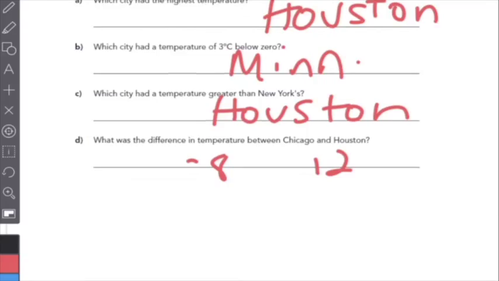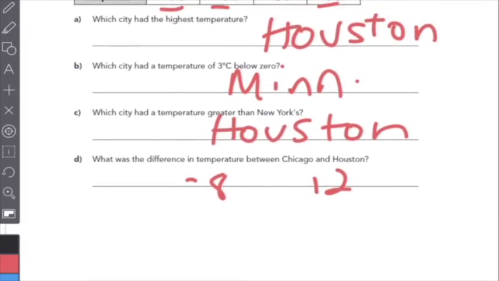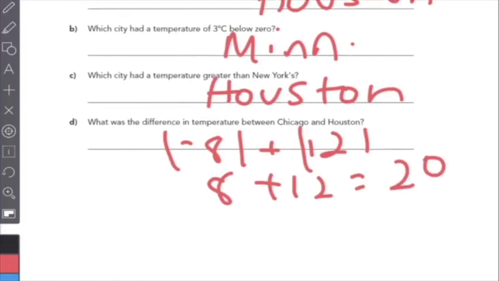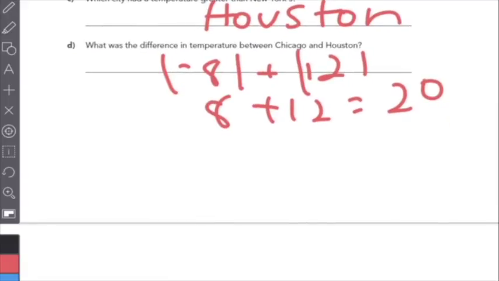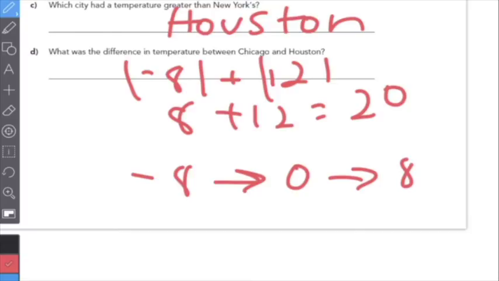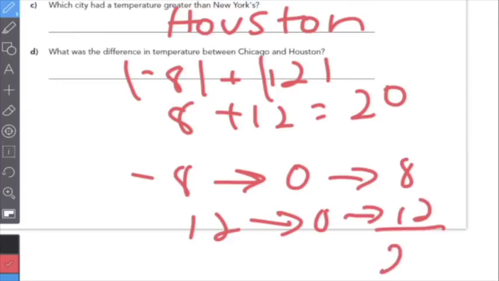So you could do this a couple of ways. What is the difference between them? If you take the absolute value of each and add them up, you're going to get 8 plus 12, and 8 plus 12 is going to equal 20. Or you could just say it like this: negative 8, to get to 0, we go 8, and then to get from 0 to 12, we add 12, so 8 plus 12 is going to be 20. You can do it like that also.